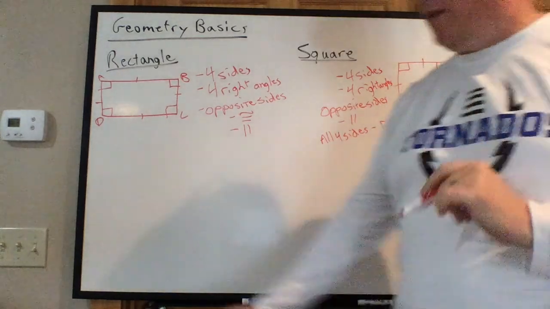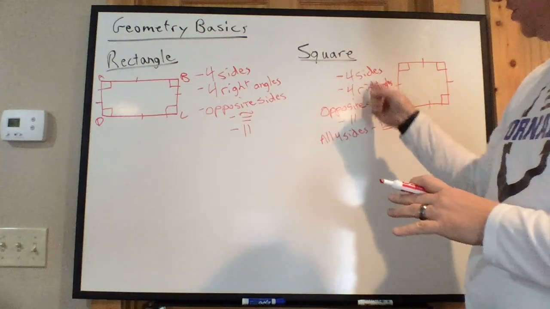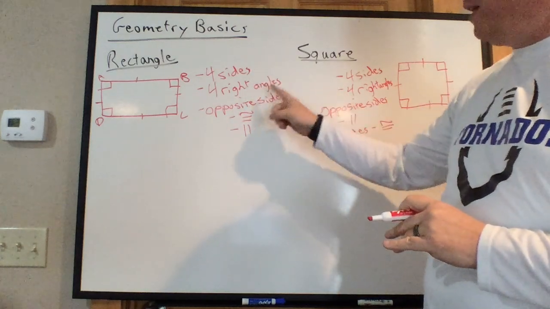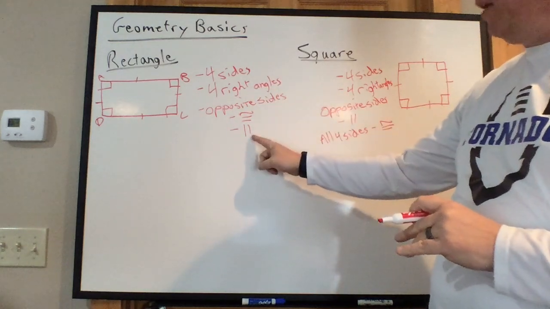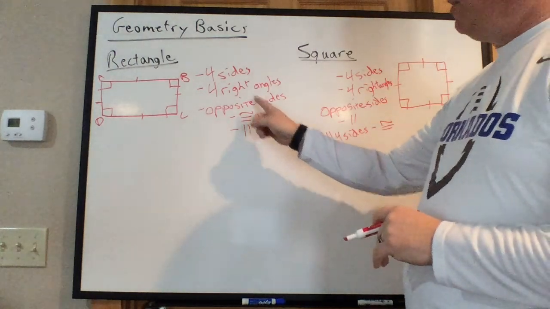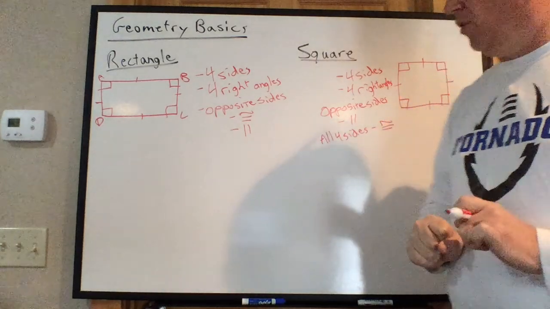So that's where we get into our first difference. Most of them are similar. Four sides, four right angles. Opposite sides are parallel. Four sides, four right angles. Opposite sides are parallel. But in the square, all four sides are congruent. In the rectangle, just the opposite sides are congruent to each other.